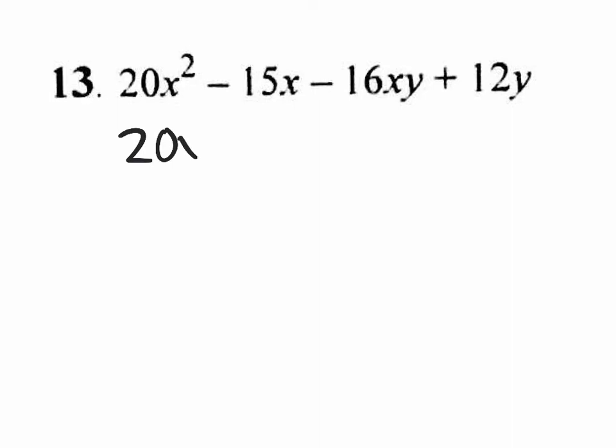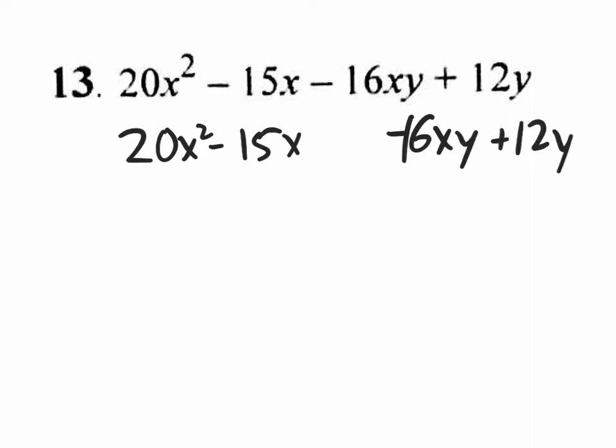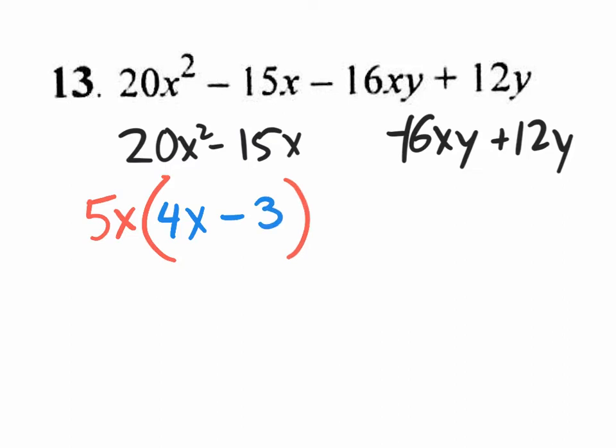So let's split it into 2 groups. We have 20x squared minus 15x minus 16xy plus 12y. Notice I left space between them. So in my first group, what could I pull out? A 5 and an x. What would be left on the inside of the first group? A 4x minus 3, right? When you say 5x times 4x, that'll give you 20x squared. 5x times what gets you a 15x? A 3. And of course, minus.